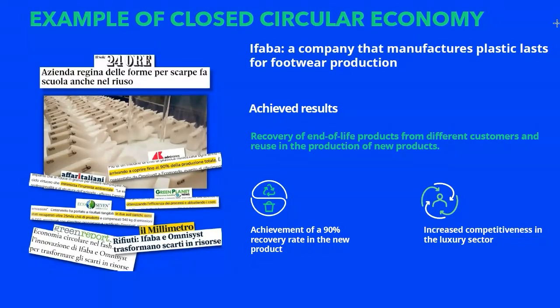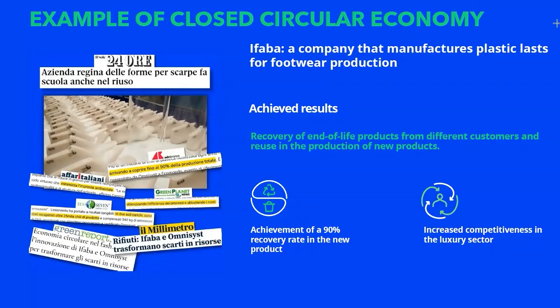This is another company called Ifaba. Probably many of you don't know, at least I didn't, that when you produce shoes, you have a piece of plastic that looks like the shoe you want to produce, and the shoe is produced on top of it. This piece of plastic is different for each model of shoe and for each size, of course. This company was providing this material to many fashion brands, very famous ones, like Dolce & Gabbana and Chanel.